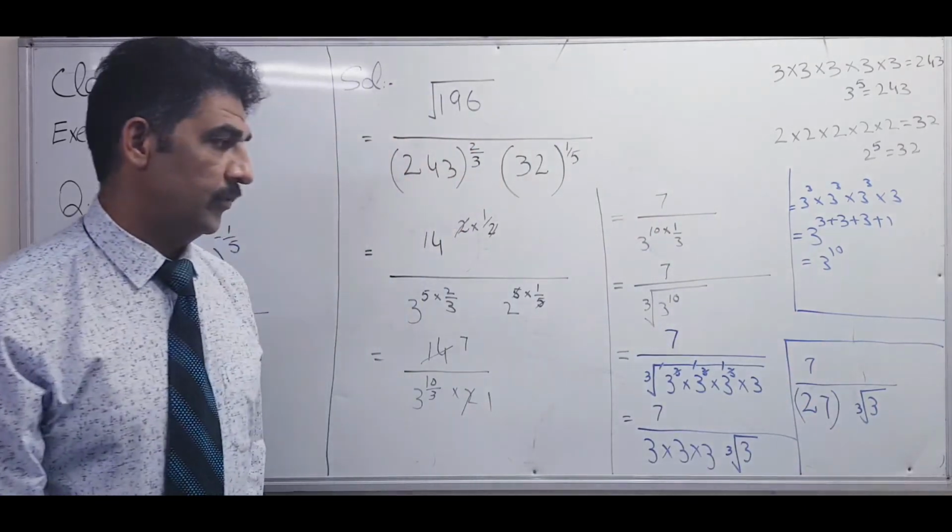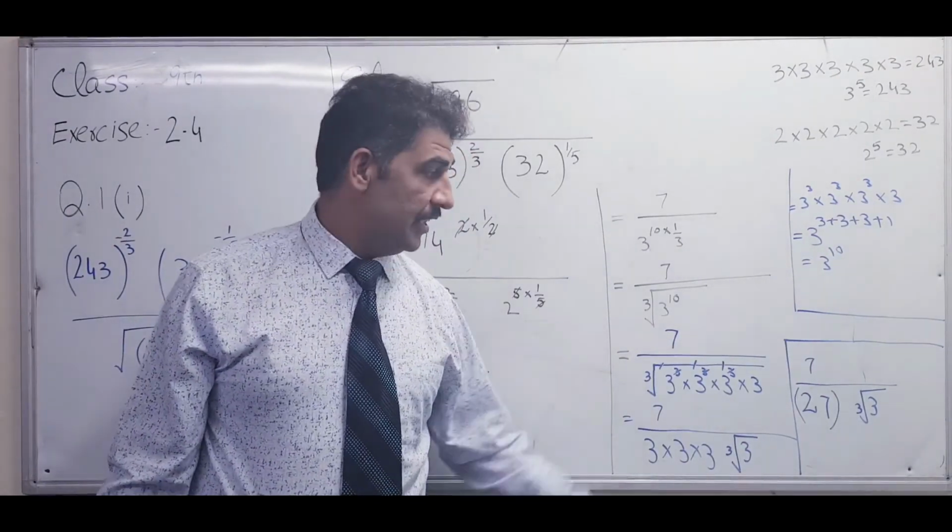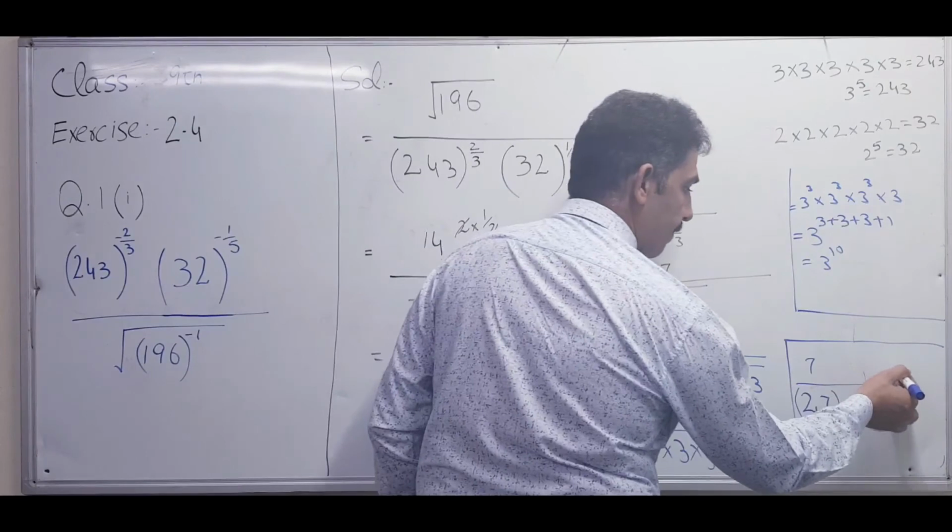Like that. So 7 over 27 cube root of 3 also. So that is our final answer.